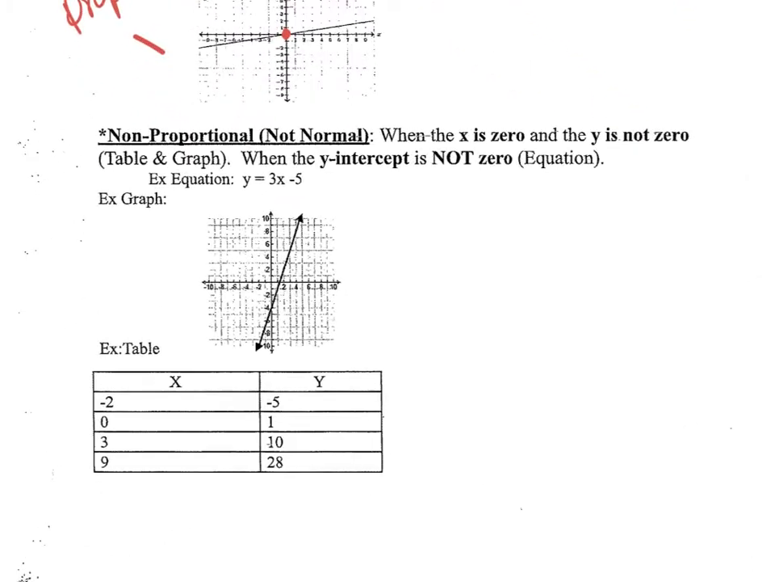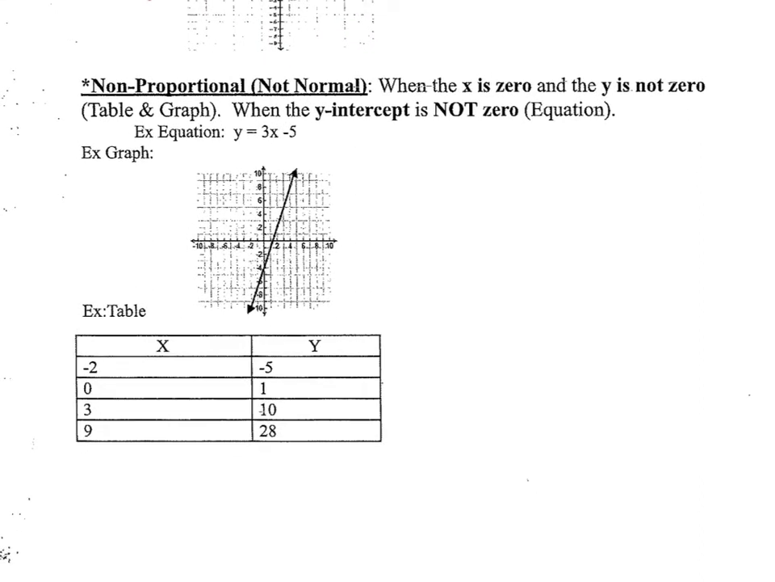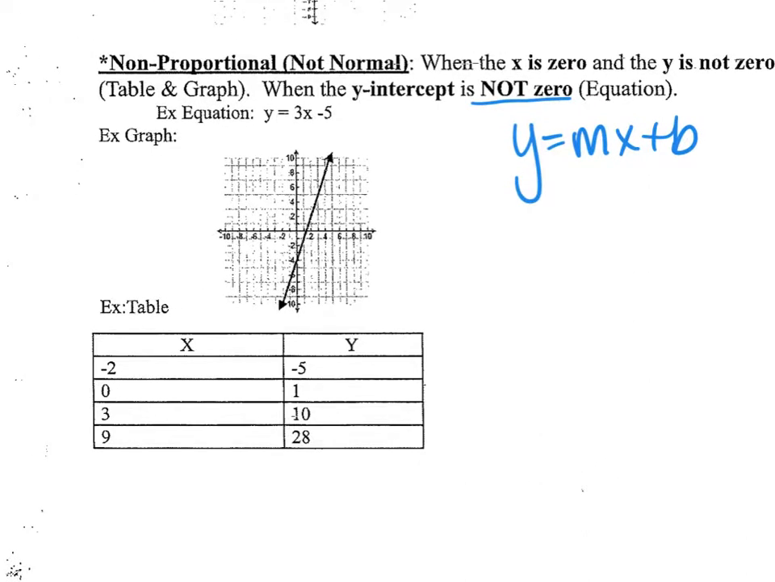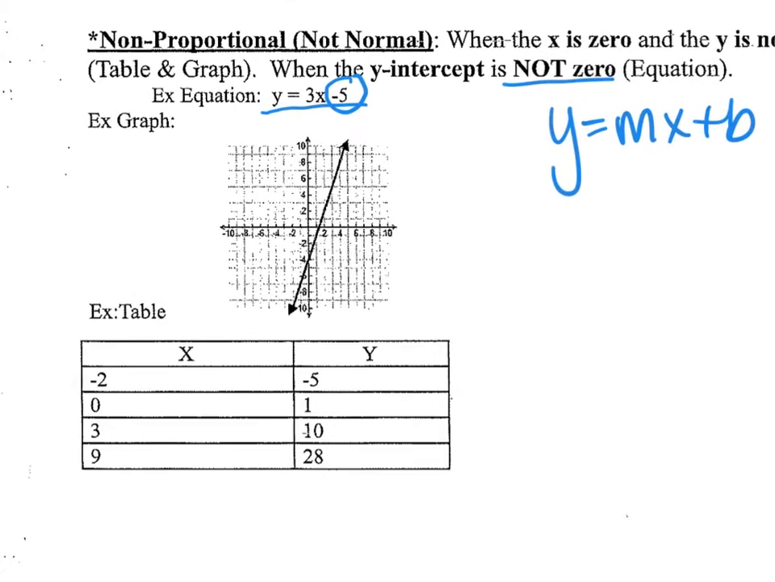So looking at non-proportional: when x is 0, but the y is not 0. So when the y-intercept is anything but 0, which would be y equals mx plus b, where b actually has a value that's not just 0. An example equation, 3x minus 5, because there's this little extra at the end. Okay, so that's an example of an equation.